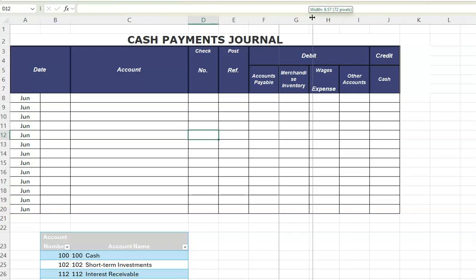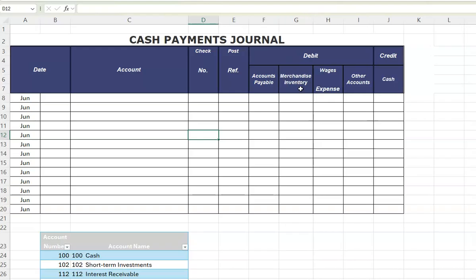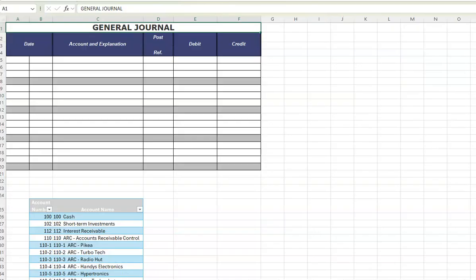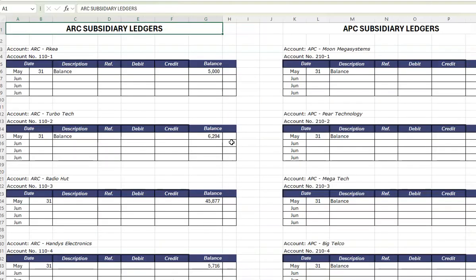Merchandise inventory, if we're purchasing inventory, we would not update the general ledger. We would update the inventory card. Wages expense is another column here where we don't post anything and there's no subsidiary to post there. And if it's another other accounts here, then you would have to post to the general ledger that day. The general journal, you're not going to use that very often because the other journals will take care of most of those things. This is the subsidiary ledgers.